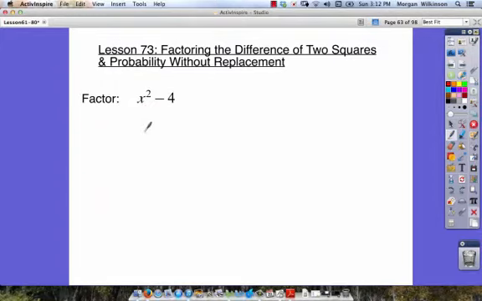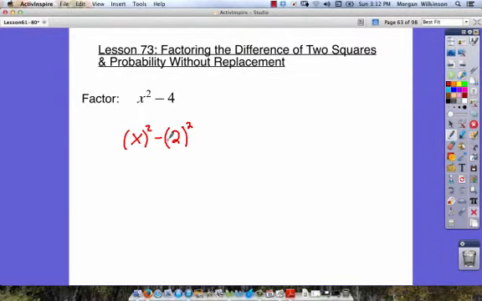So the square root of x squared, well, that would just be x, because x times x is x squared. So the way that we're going to write this is we're going to say (x) squared, because when we find the square root, we want to put it in parentheses. Then we're going to find the square root of 4, and that's 2. And we're going to get (2) squared in order to help us get back to 4.